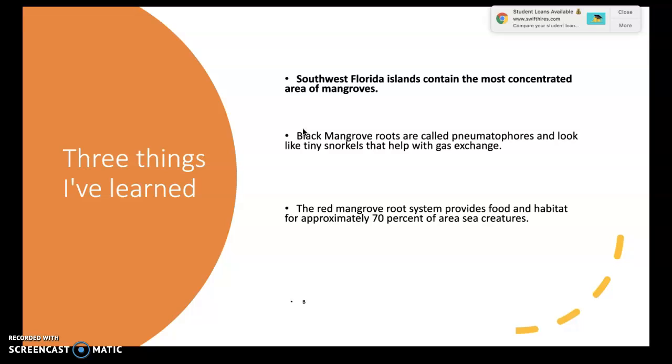Three things that I've learned were, first, Southwest Florida's islands contain the most concentrated area of mangroves. I thought that was very interesting. I had no clue, honestly, before starting this field trip. Another thing I found interesting was that black mangrove roots are called pneumatophores and look like tiny snorkels that help with gas exchange. And lastly, the red mangrove root system provides food and habitat for approximately 70% of animal creatures.